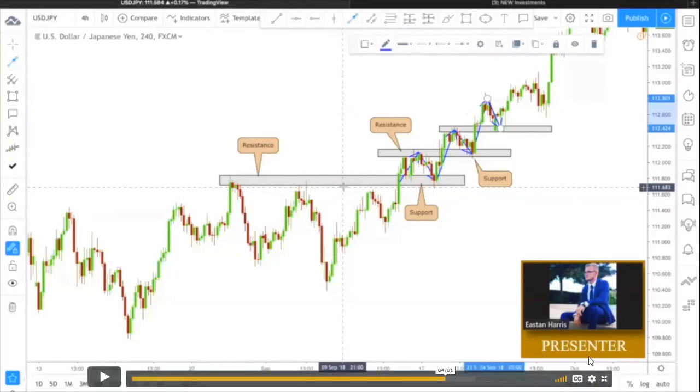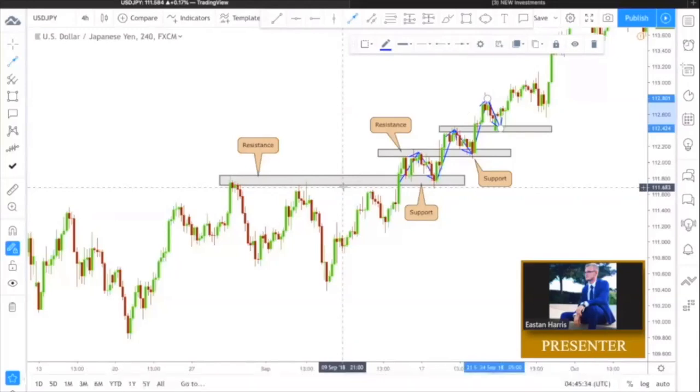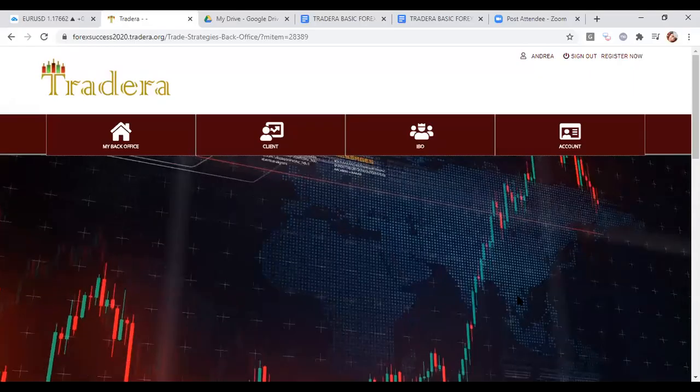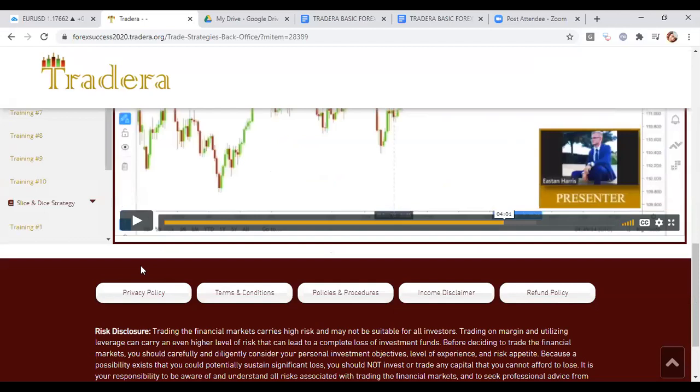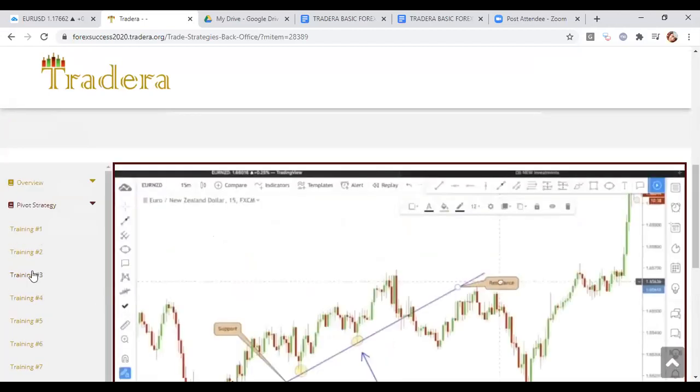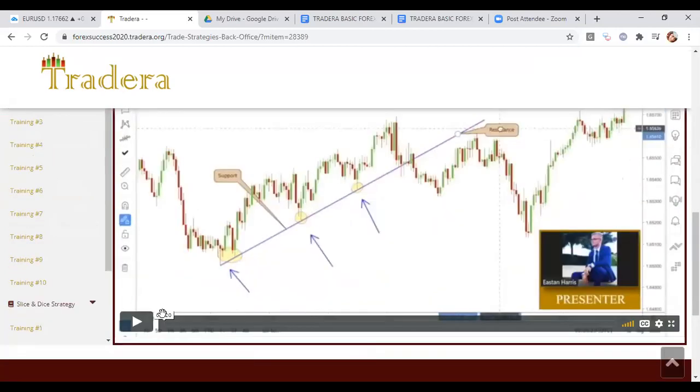Okay. Anybody got any other questions on support and resistance? Okay, moving right along to video number 3 on pivot. This video is going to be talking about trend lines. Okay, so I want to make sure that everybody understands what a trend line is. Who can tell me what a trend line is?